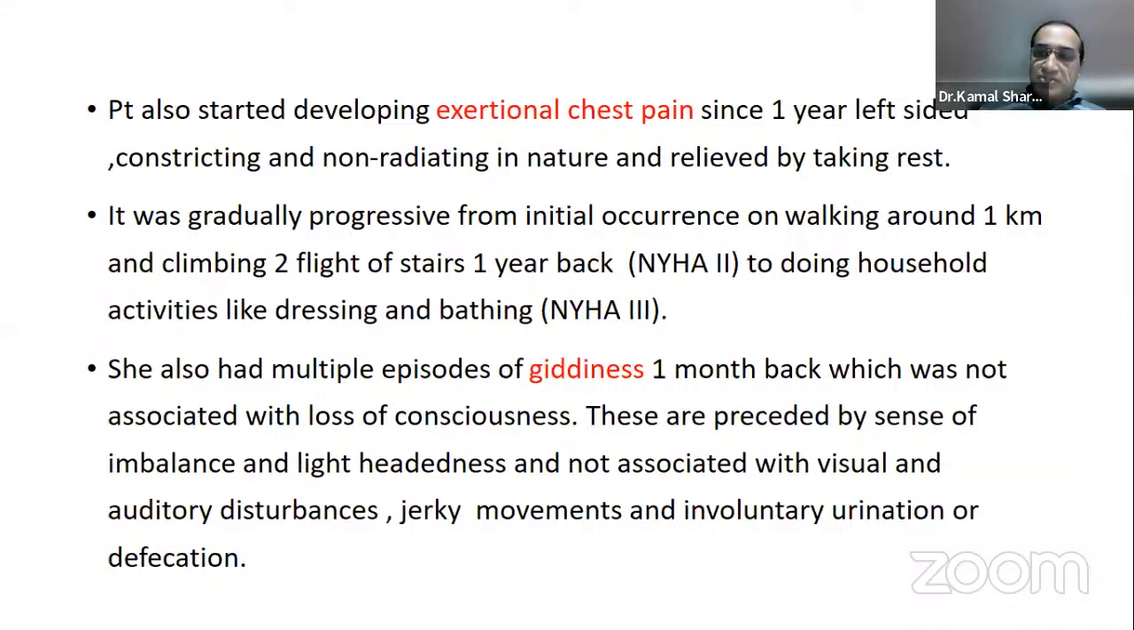The worsening of angina is primarily because of the demand-supply mismatch or LVOT obstruction causing worsening. Also, she had multiple episodes of giddiness 1 month back, which was not associated with loss of consciousness and preceded by sense of imbalance, lightheadedness, but not associated with visual, auditory, jerky, or involuntary urination or defecation.